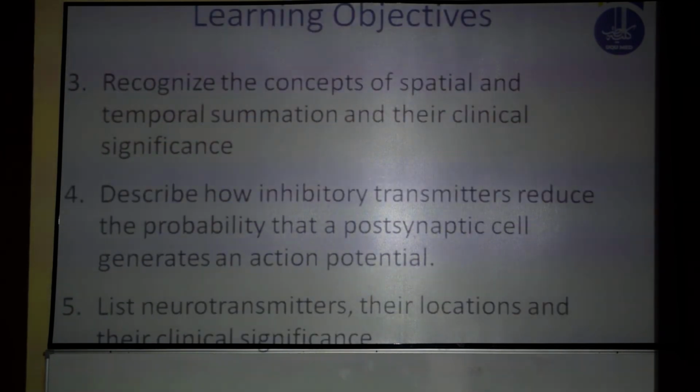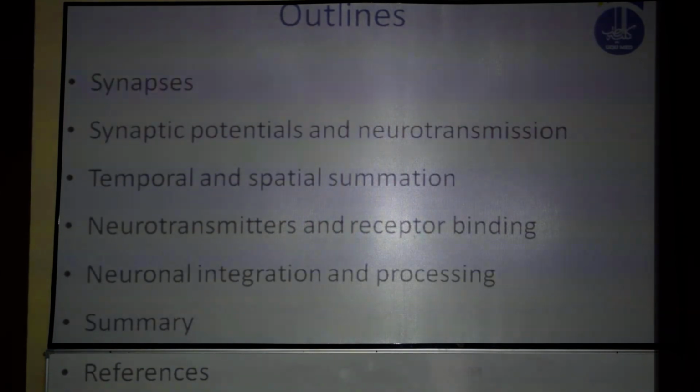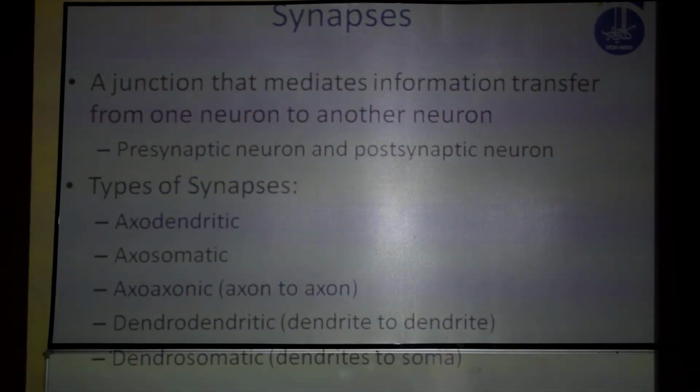Something else. Describe all the inhibitory. These are the samples: the synapse, action potential, temporal summation, neurotransmitters, and neuronal integration. These are the topics. Now, number one, synapse. Do you know what a synapse is?